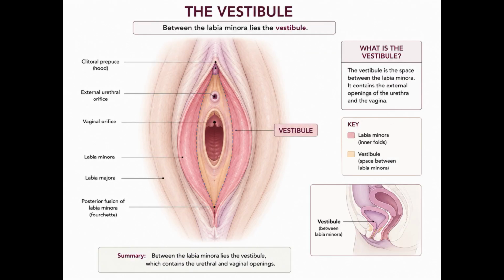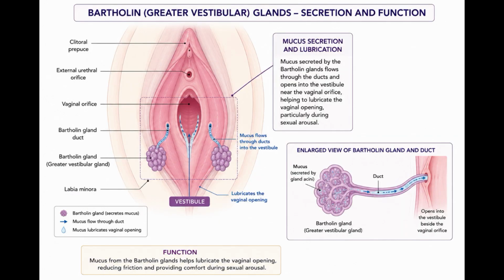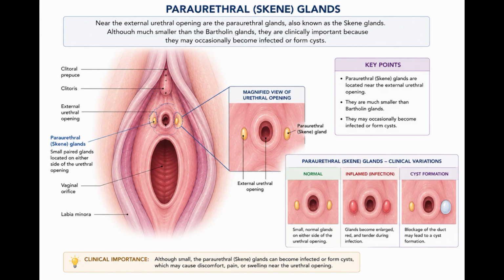Between the labia minora lies the vestibule. The vestibule is the central space into which several important structures open. It contains the external urethral orifice, the vaginal orifice, and the ducts of the greater vestibular glands, commonly known as the Bartholin glands. These glands secrete mucus that helps lubricate the vaginal opening, particularly during sexual arousal. Near the external urethral opening are the paraurethral glands, also known as the Skene glands. Although much smaller than the Bartholin glands, they are clinically important because they may occasionally become infected or form cysts.